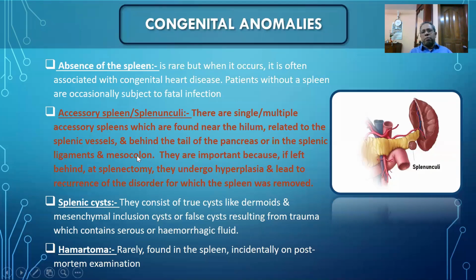So when removing the spleen, we always examine the surroundings of the hilum, the pancreas, the kidney hilum, and nearby tissue, to see whether any accessory spleen is present. If an accessory spleen is present, then along with the diseased spleen, the accessory spleen must be removed. They are important because if left behind at splenectomy, they undergo hyperplasia and lead to recurrence of the disorder for which the spleen was removed.